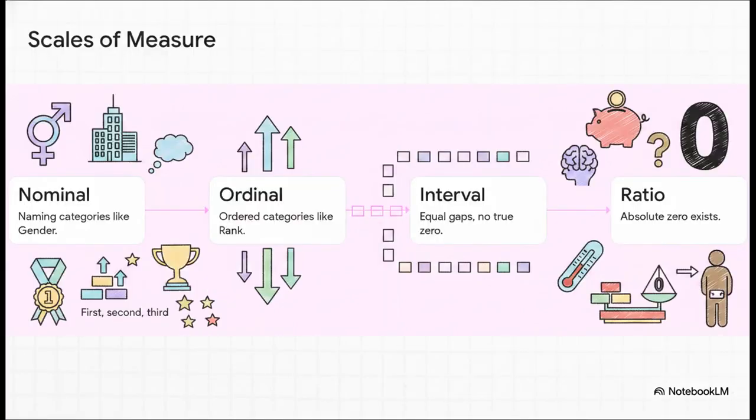And that leads into how measurement scales build up in complexity, layer by layer. Step 1 is nominal, just naming categories like gender. Step 2 is ordinal, adding ordered categories like rank, first, second, third. Step 3 is interval, where we have equal gaps but no true zero, like temperature. And finally, Step 4 is ratio. This is the top tier, where an absolute zero actually exists, like income. Zero income literally means $0.